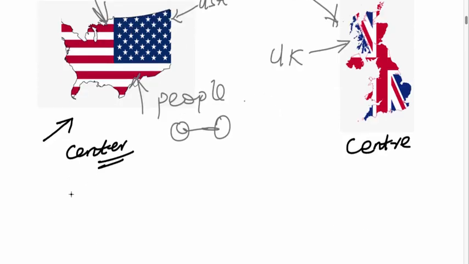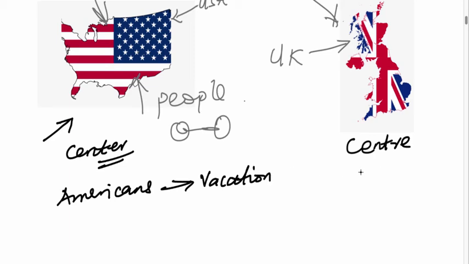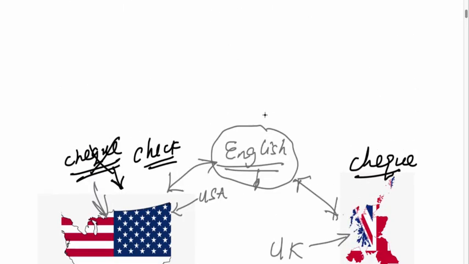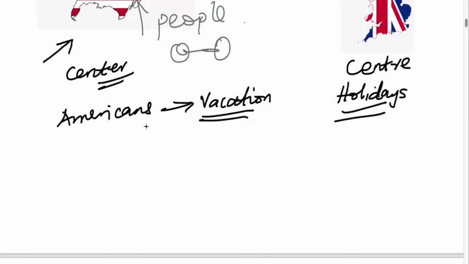Americans go for vacation. The British, they go for holiday. They say holiday or holidays. Same thing, same communication, but different implementation of this language called English. You agree with me?